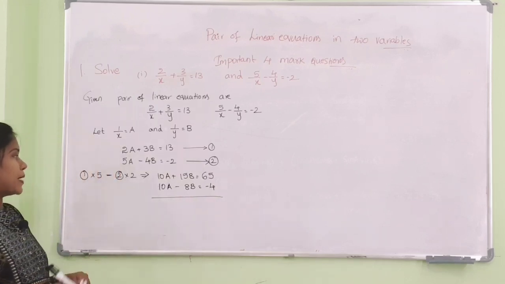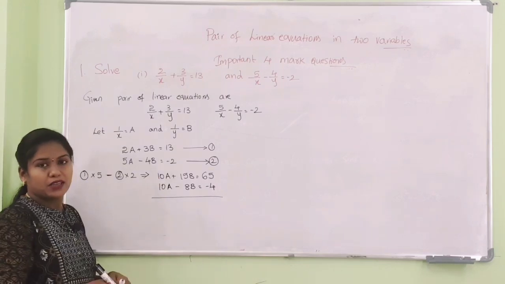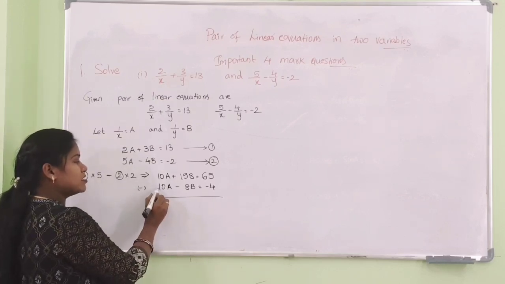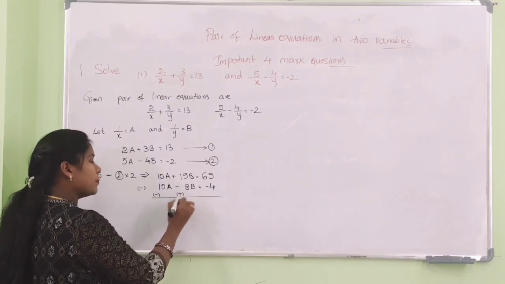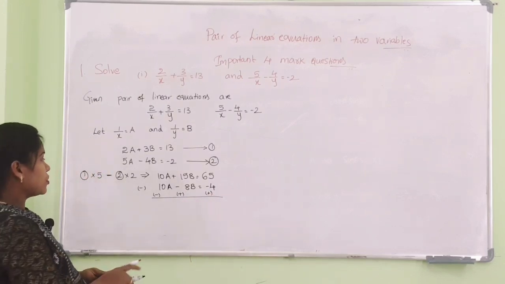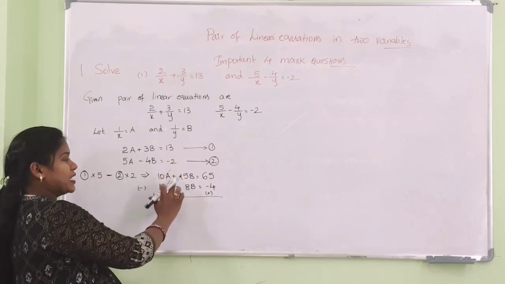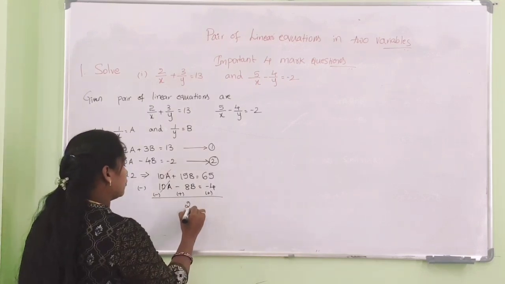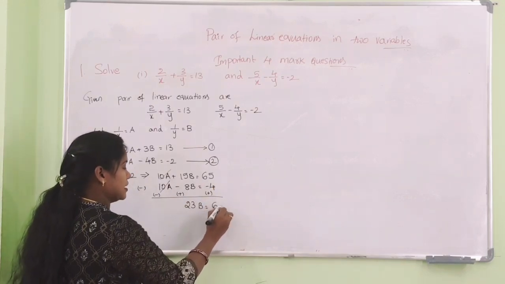Here I am going to subtract the second equation from the first equation. While doing subtraction, the signs will change. So plus 10a will become minus 10a, minus 8b will become plus 8b, and minus 4 will become plus 4. So here plus 10a minus 10a gets cancelled. Plus 15 plus 8, 15 plus 8 is 23. 23b is equal to 65 plus 4 is 69.